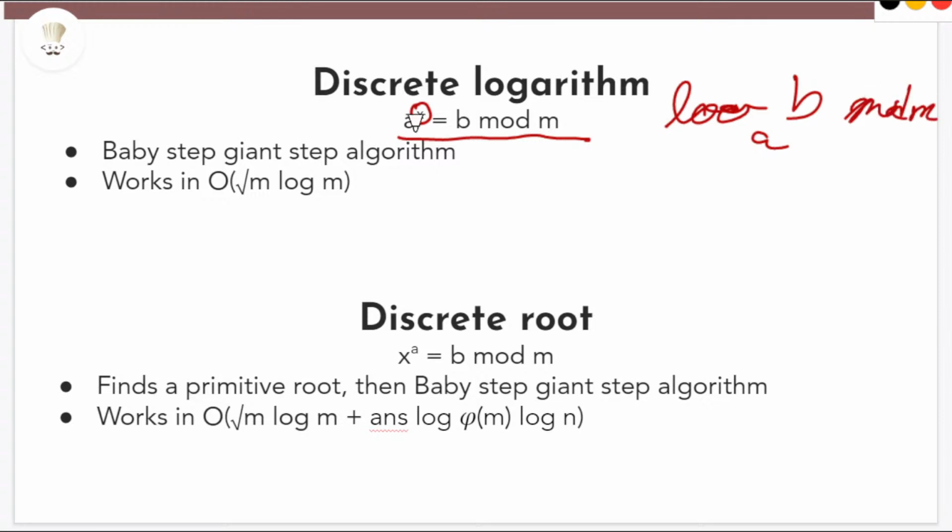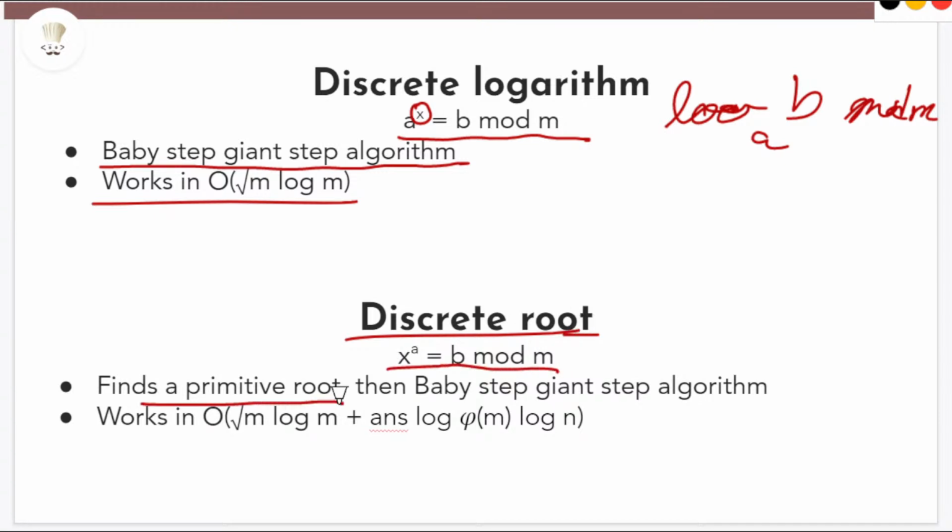right? And this can be solved using the baby step giant step algorithm, and this works in big O of root m log m. Again, not going to discuss it. You can find it on CP algorithms. And another question that can be solved using the primitive root concept is x to the power a equal to b mod m, where it first finds a primitive root, then the baby step giant step algorithm is used to find the answer in this time complexity. Here we have to solve for x, right?